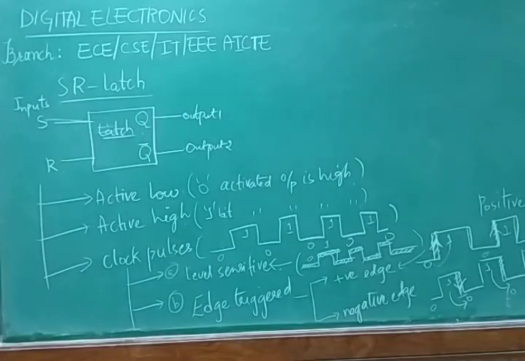So the first thing we have seen is the SR latch, that is the first part. In that, we have three methods of designing. One is active low, another is active high, and the next is the clock pulse. So in active low, what is the meaning of active low?